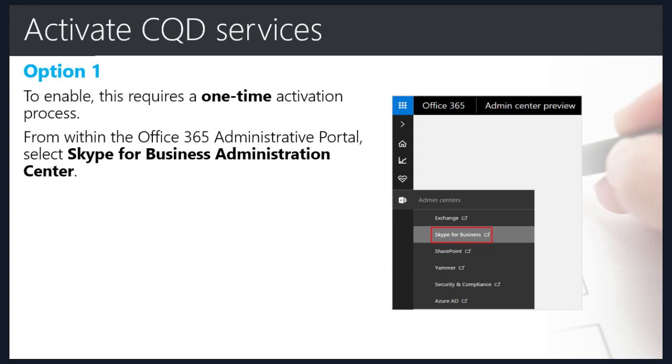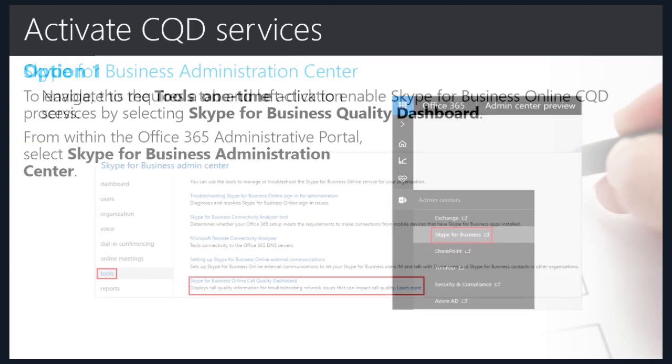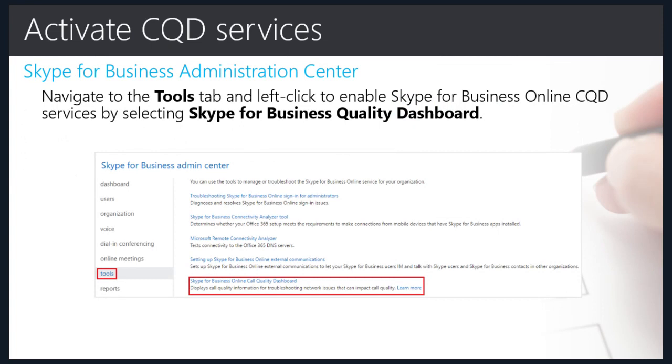So if we look at option one, we have the ability to complete the activation from within the administrative portal supporting Office 365, where on the left, we navigate to the Administrative Center supporting Skype for Business. Once that admin portal has been made available, we'll navigate, as you see on the left, under the Tools tab, and then on the right, click the link to enable Skype for Business Call Quality Dashboard.